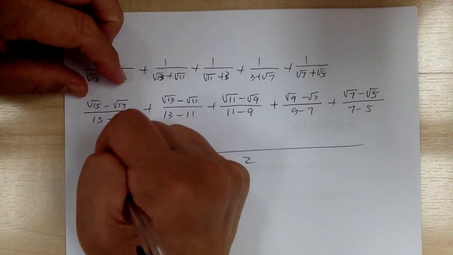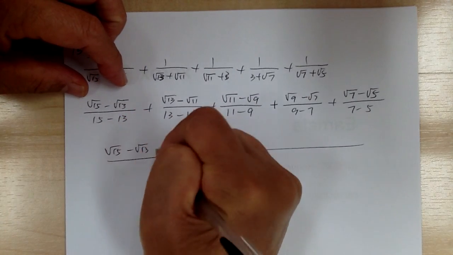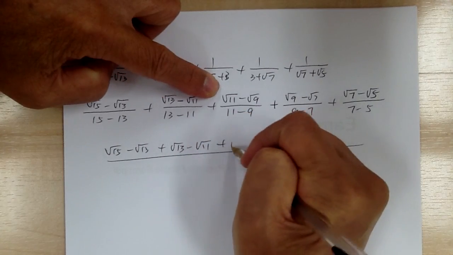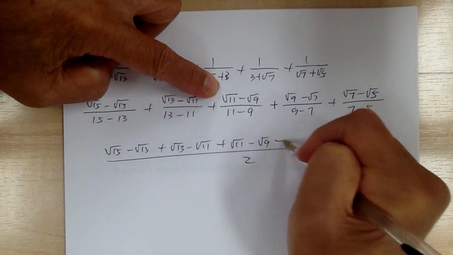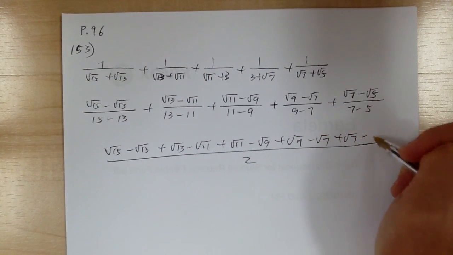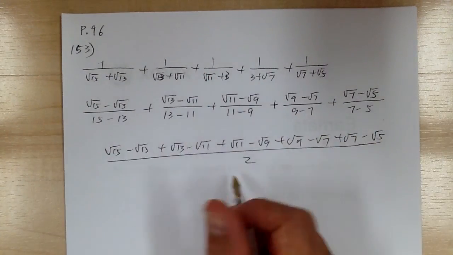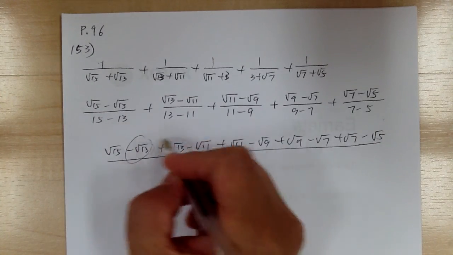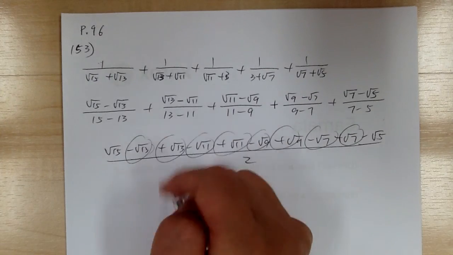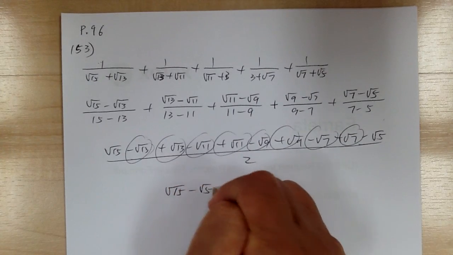Okay, so you end up with square root of 15 minus square root of 13 plus square root of 13 minus square root of 11 plus square root of 11 minus square root of 9 plus square root of 9 minus square root of 7 plus square root of 7 minus square root of 5. So notice all the middle terms are going to get cancelled out. So you end up with square root of 15 minus square root of 5, over 2.